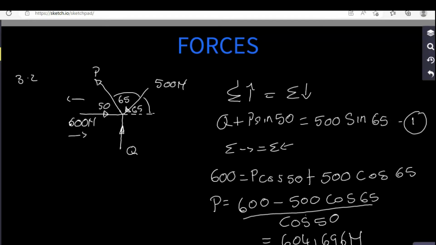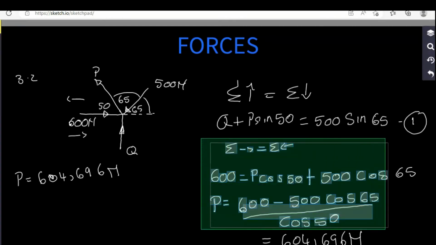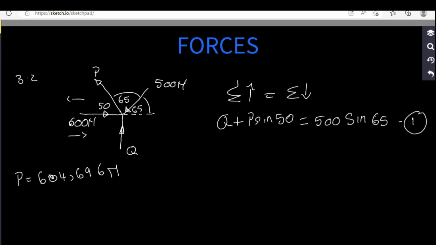We have the value of P now. We are going to take the value of P and substitute it in this equation for us to be able to get the value of Q. So let's write the value of P here to create space. 604.696 newtons. Let me erase all of this. We already have this, so I'm going to erase it here just to create space.